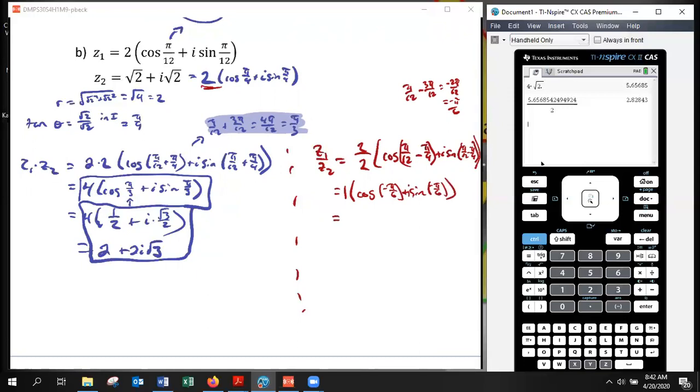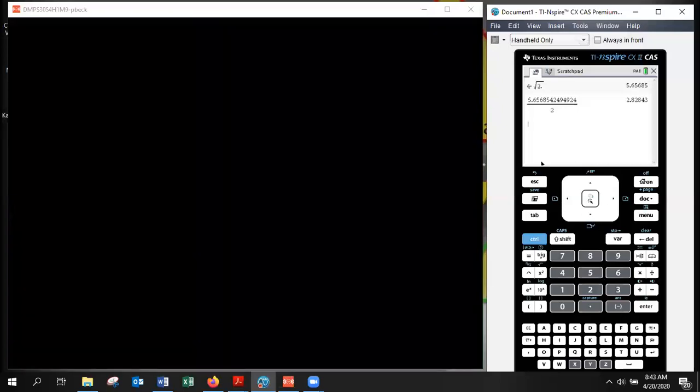Cosine of negative pi over 6 is square root of 3 over 2. And then our sine of negative pi over 6 is negative 1/2. So square root of 3 over 2 minus 1/2 i. So multiplying and dividing our complex numbers. Last technical difficulties that I'm experiencing here.